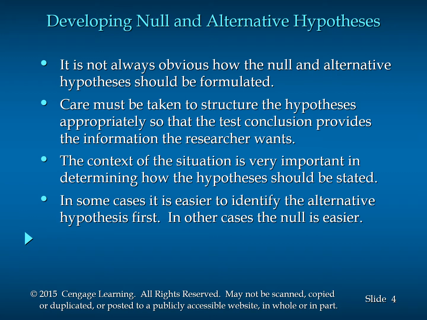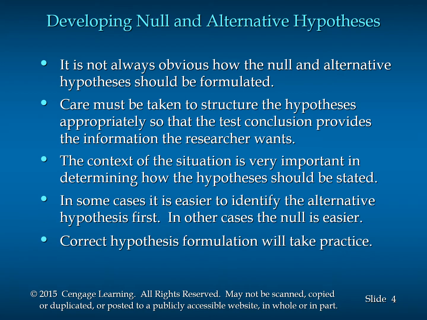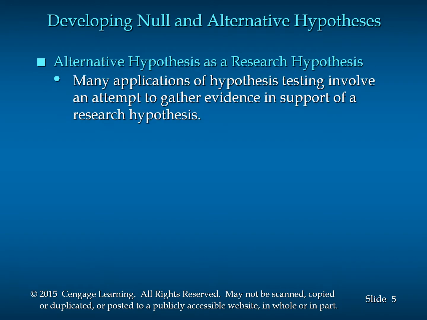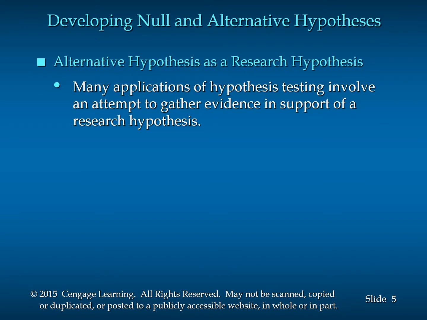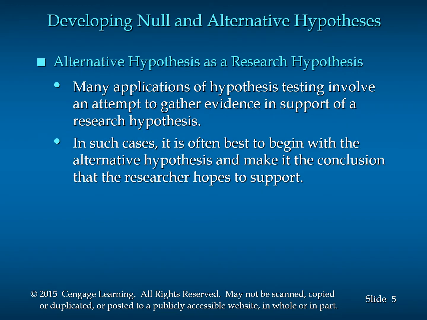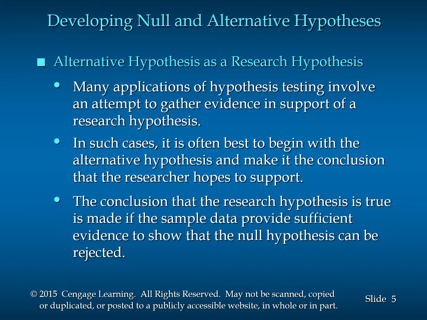In some cases, the null hypothesis easily comes to mind. In other cases, we must formulate the alternative hypothesis first. When the situation involves trying to prove something or prove a research hypothesis, it's best to formulate the alternative hypothesis as the conclusion that the researcher is supporting. What are you trying to prove? The null hypothesis will then be the opposite of that.